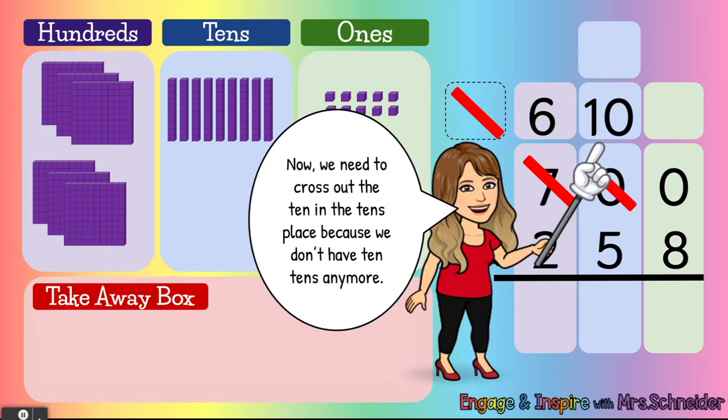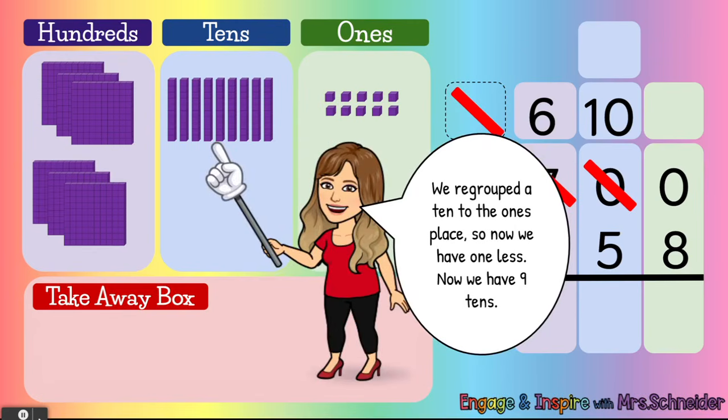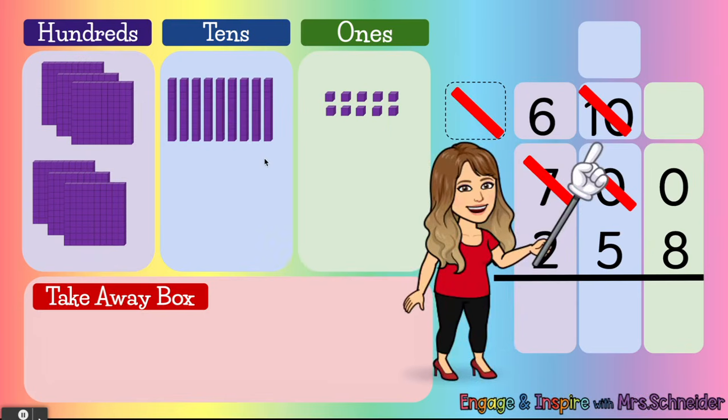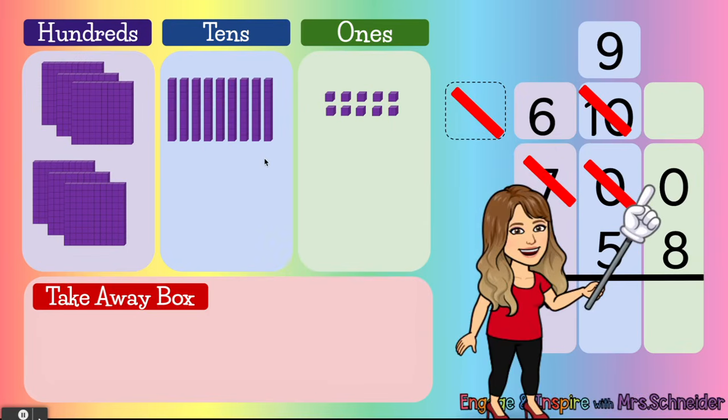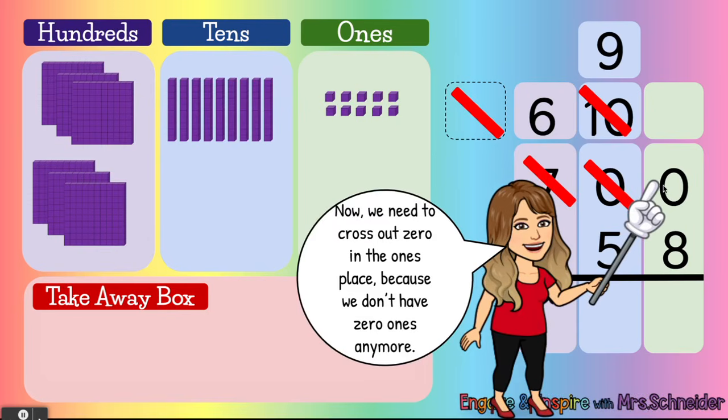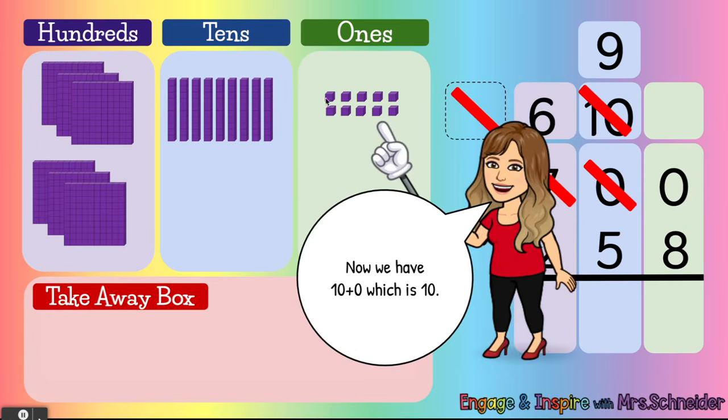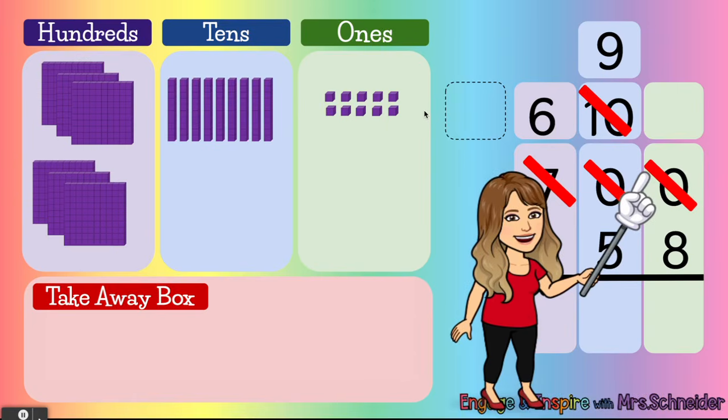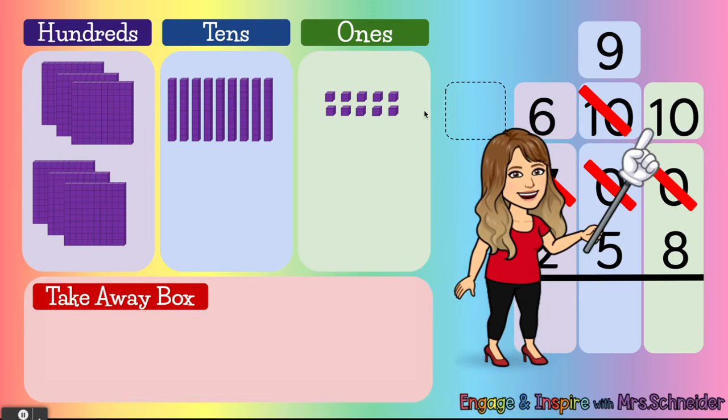Now we need to cross out the 10 in the tens place because we don't have 10 tens anymore. Remember, we took one of these tens and regrouped it to the ones place. So now we have one less. We have 9 tens here. So cross out that 10, change it to a 9. And now we need to cross out the 0 in the ones place because we don't have 0 ones anymore. Now we have 10 plus 0, which is 10. So cross out that 0, change it to a 10.